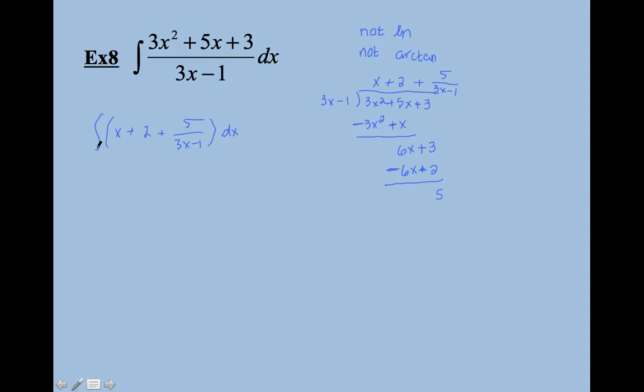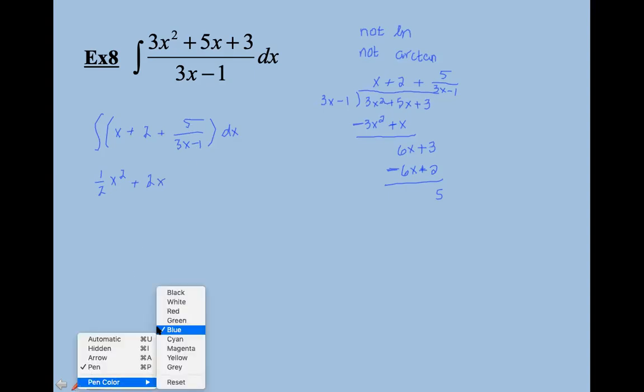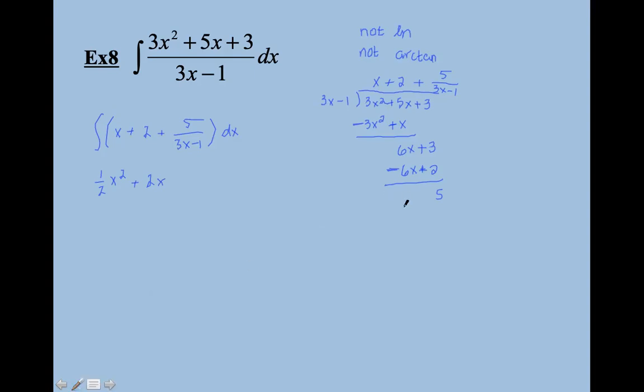All right. I should be able to find the antiderivatives of all of those things. So if I look, antiderivative of x is 1/2 x squared. The antiderivative of 2 is 2x. And this time, yes, I can look at this as an ln problem. So I'm going to change pens here for a second, switch colors. I'm going to do a little aside problem here. I'm going to turn this into 5 times the integral of 1 over 3x minus 1 dx.